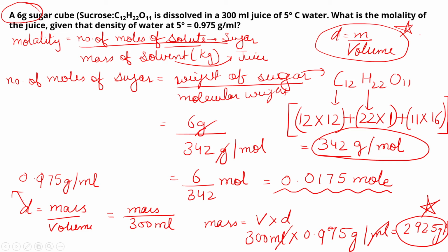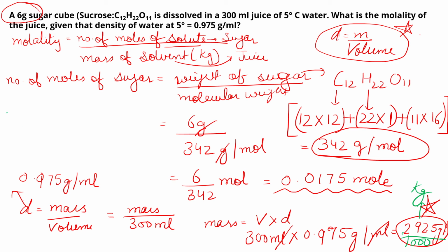But we require the mass of solvent in kg. So how are we going to convert that? We will divide this mass by 1000. Then we'll get the value in kg. So this is the value in kg.